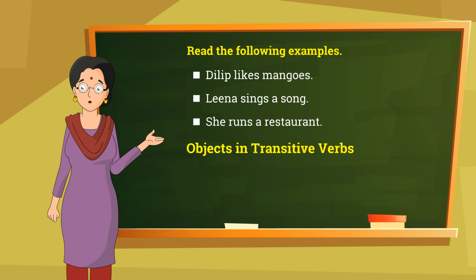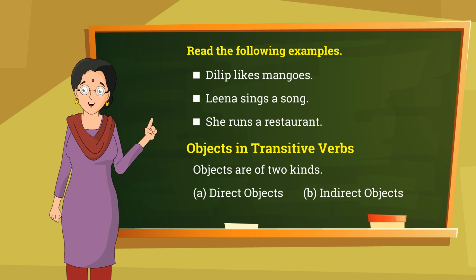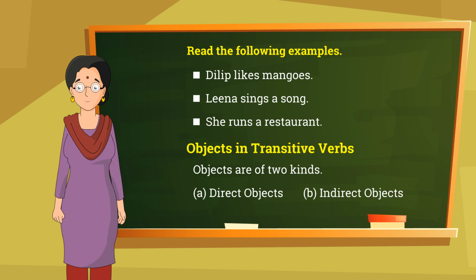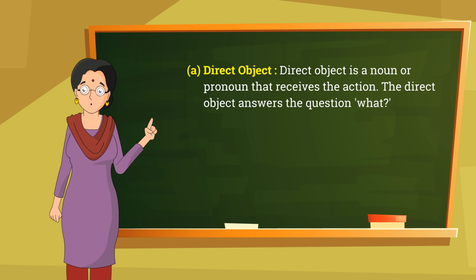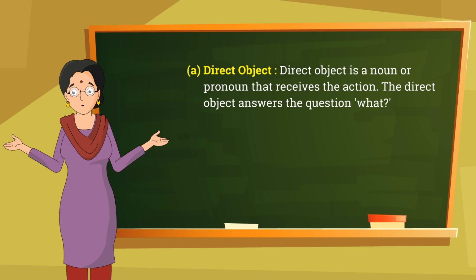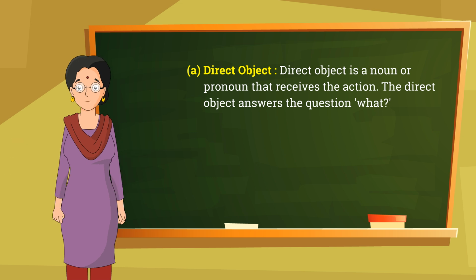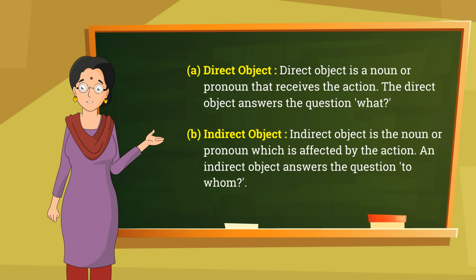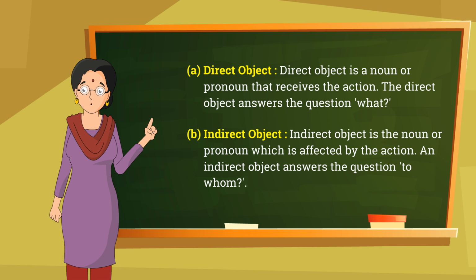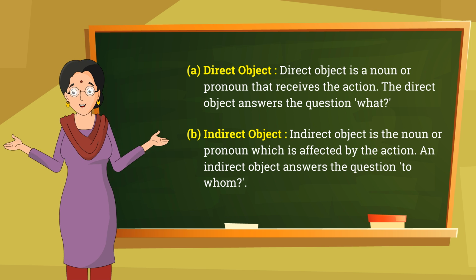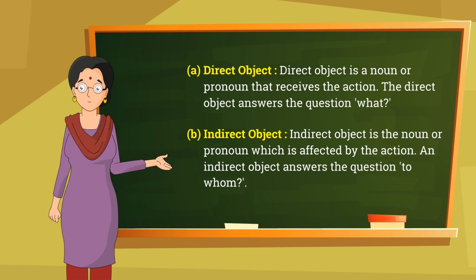Objects in transitive verbs. Objects are of two kinds: direct objects, indirect objects. Direct object. Direct object is a noun or pronoun that receives the action. The direct object answers the question what. Indirect object. Indirect object is the noun or pronoun which is affected by the action. An indirect object answers the question to whom.